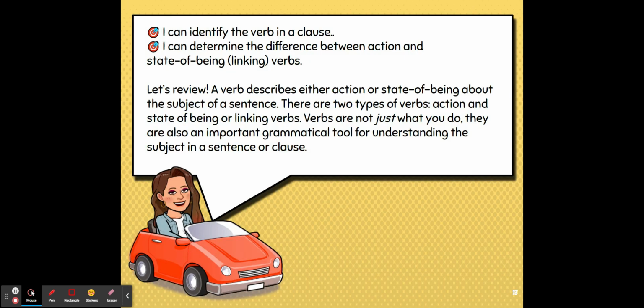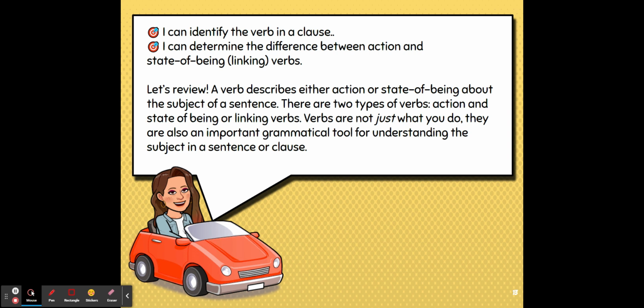As a review, our learning targets were that you could identify a verb within a clause. Remember that in the English language, typically, but not always, it goes subject, verb, object. So if you can find who or what the sentence is about, you should be able to find the verb within the sentence. Our second learning target was I can determine the difference between action and state of being verbs. Remember, a verb describes either action or state of being about the subject of a sentence. There are two types of verbs, action and state of being or linking verbs.